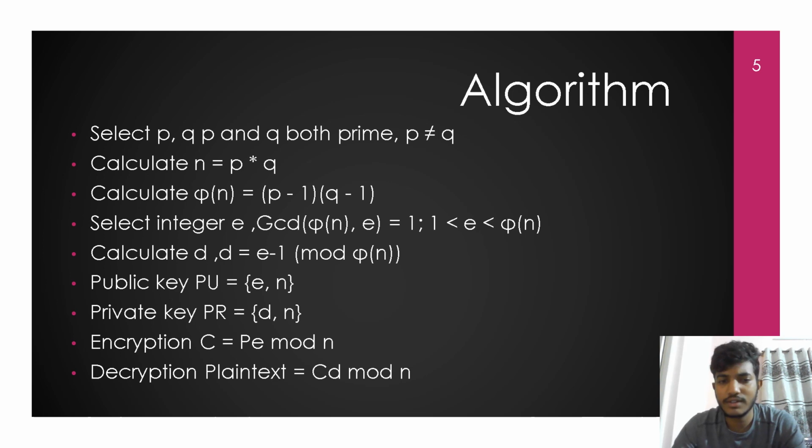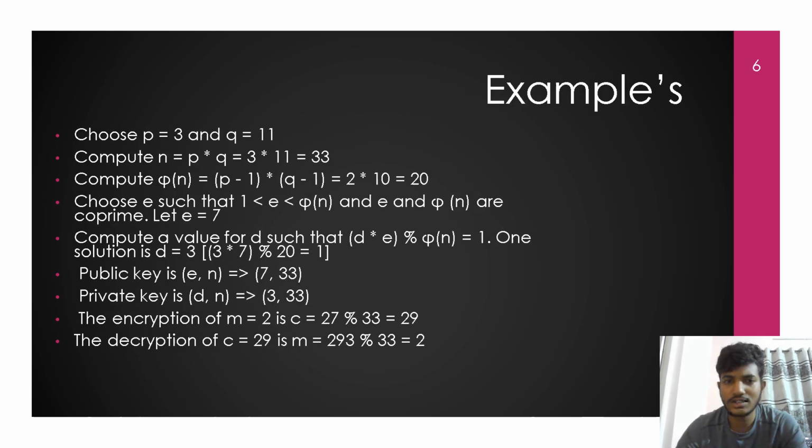Then we have to calculate d, where d is equal to e inverse mod phi of n. The public key PU is e comma n, and the private key will be d and n. The encryption formula is C equals M to the power e mod n, using the public key, and decryption is plaintext M equals C to the power d mod n. Let us see one example of the algorithm.